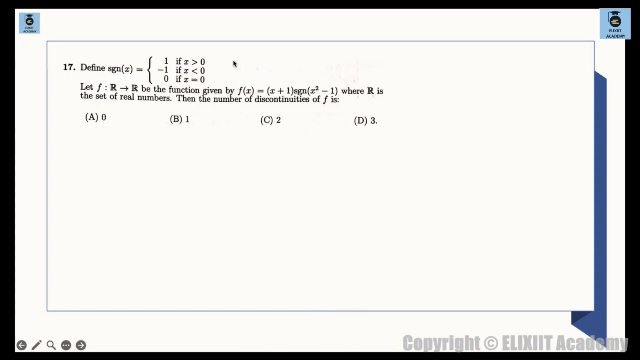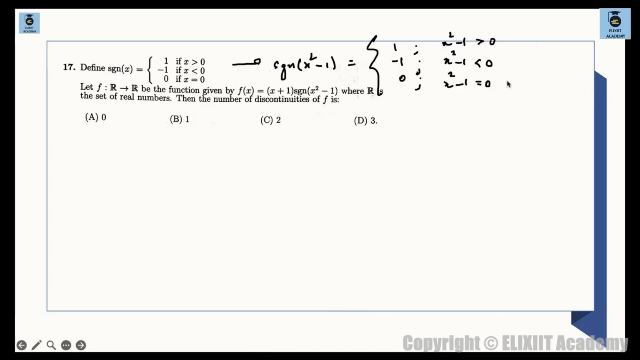If signum x is this, then what will signum x square minus 1 be? This will be the same thing, 1, minus 1 and 0. Only the values change here, keep that in mind. Signum of x was 1 when x is more than 0. So now for signum of x square minus 1, it will be 1 when x square minus 1 is more than 0. Similarly, it is minus 1 when x square minus 1 is less than 0. And it will be 0 when x square minus 1 is equal to 0. So x square minus 1 equal to 0 means x is plus minus 1.